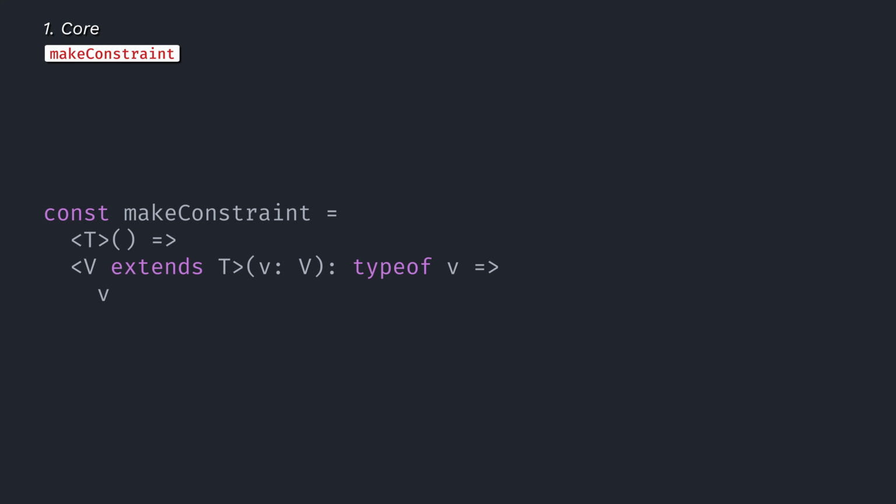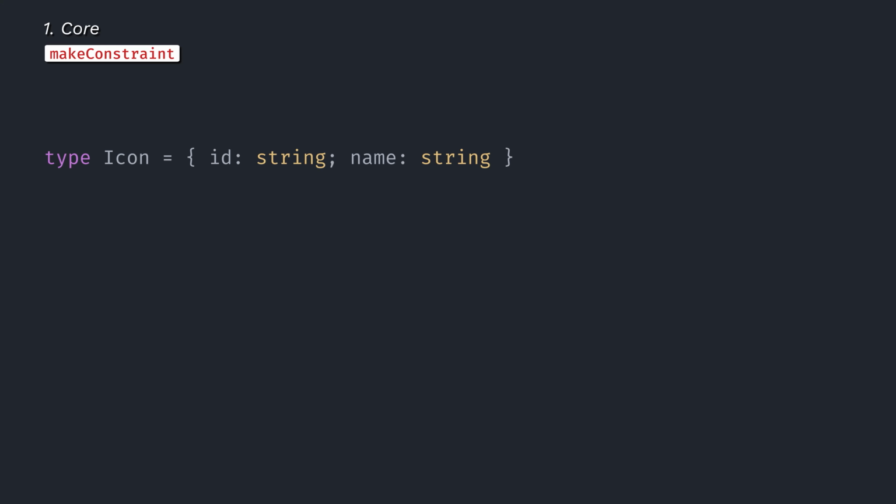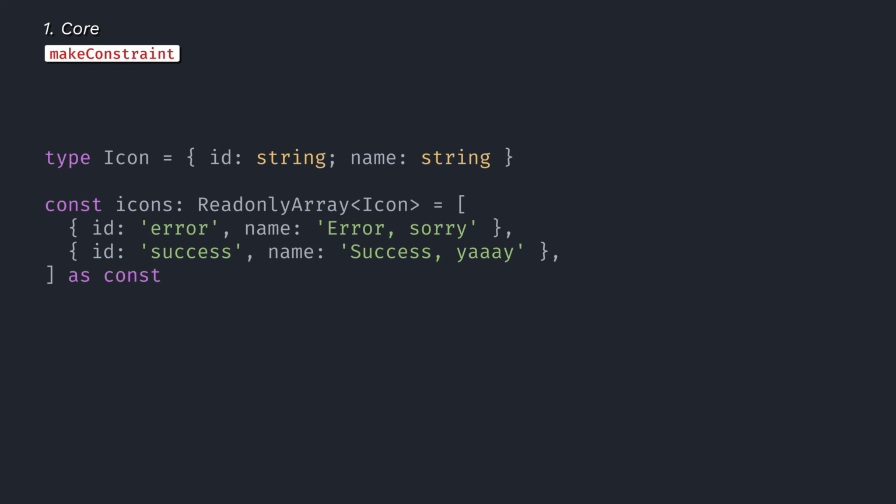And last but not least, make constraint allows us to set a type constraint and still keep the literal types. For example, let's say we have a type called icon. It contains a name and an ID. Both properties should be strings. Then we declare a read-only array of icon with 2 icons.